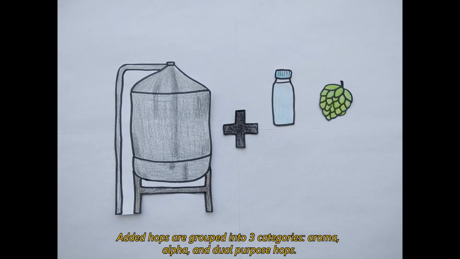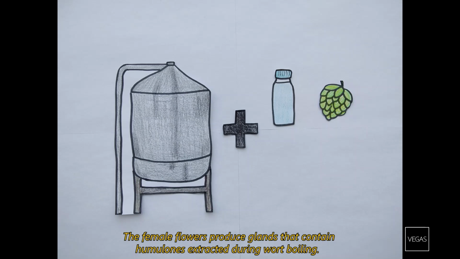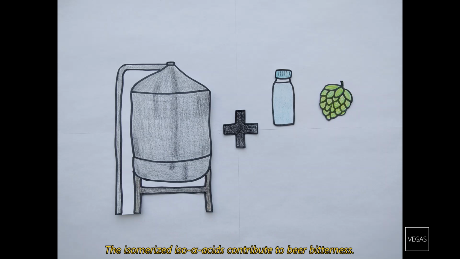Added hops are grouped into 3 categories: aroma, alpha, and dual-purpose hops. The female flowers produce glands that contain humulons extracted during wort boiling. The isomerized isoalpha acids contribute to beer bitterness.